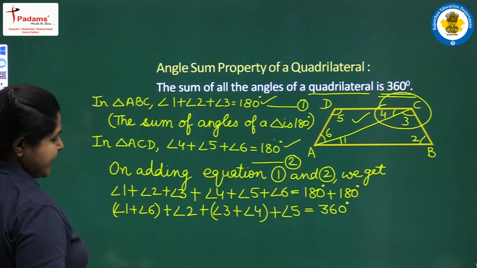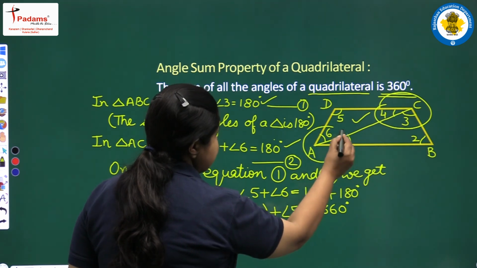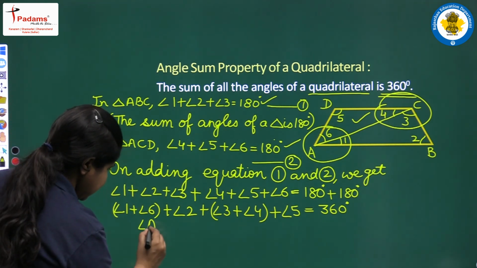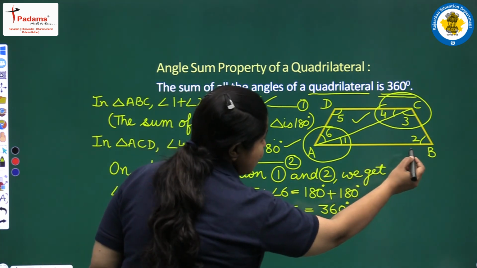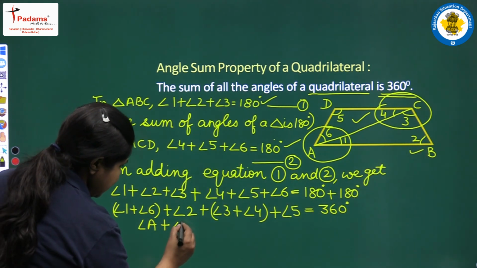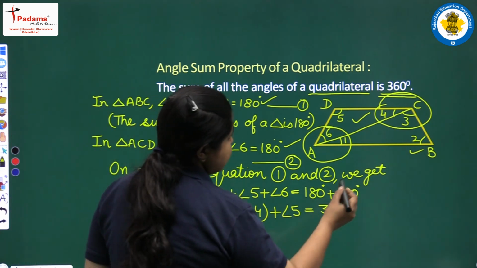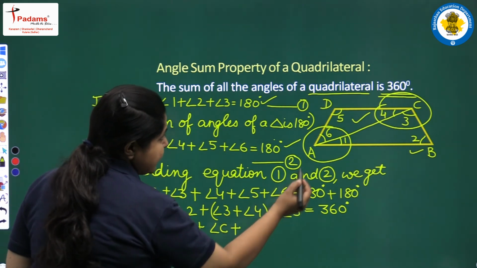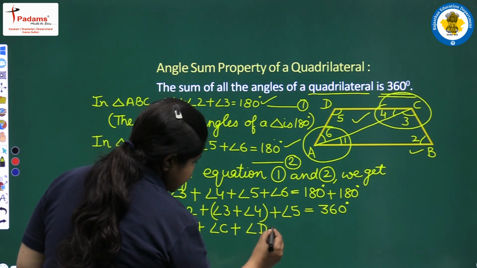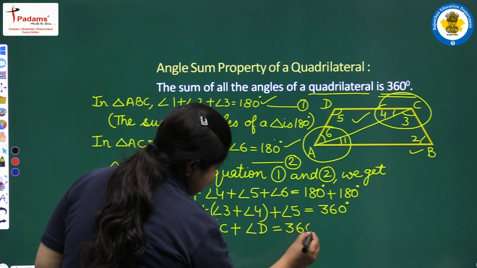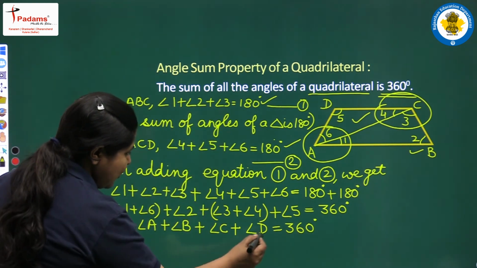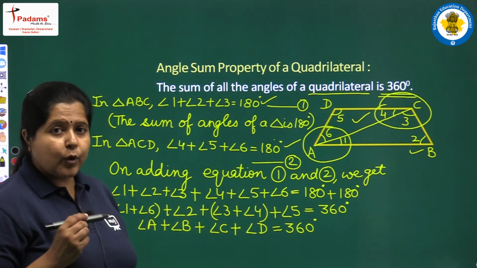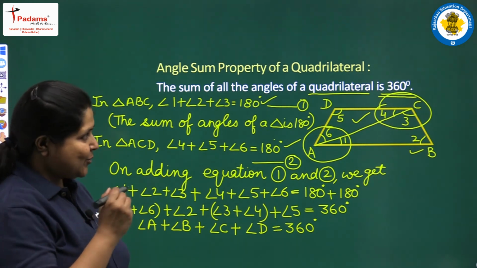Now, what is angle 1 plus angle 6? You can see angle 1 plus angle 6 together make angle A. So, we can write angle A plus angle 2, which is nothing but angle B. So, angle B plus 3 plus 4, and 3 plus 4 is clearly angle C. So, we write angle C plus angle 5, which is angle D. This is equal to 360 degrees. So, the sum of all the interior angles, angle A plus angle B plus angle C plus angle D of a quadrilateral is 360 degrees. You have to remember this.